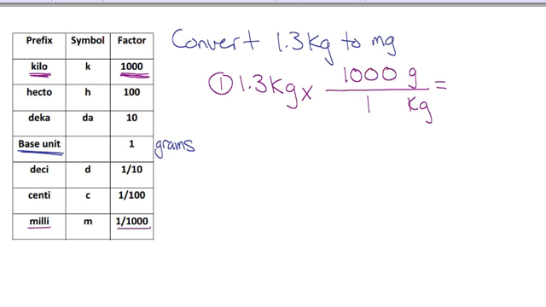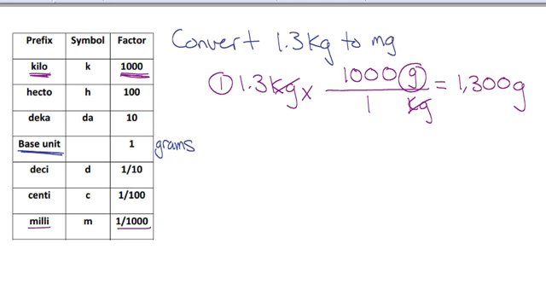So what we're doing here is multiplication. 1.3 times 1,000. That's 1,300. We're just moving that decimal place 3 times. What happens with the units? So because this is written as a fraction, we've got kilograms on top, kilograms on the bottom, so they cancel out, and then we're left with grams on top, which is what we wanted. So that's the first step. So we've converted 1.3 kilograms to 1,300 grams.